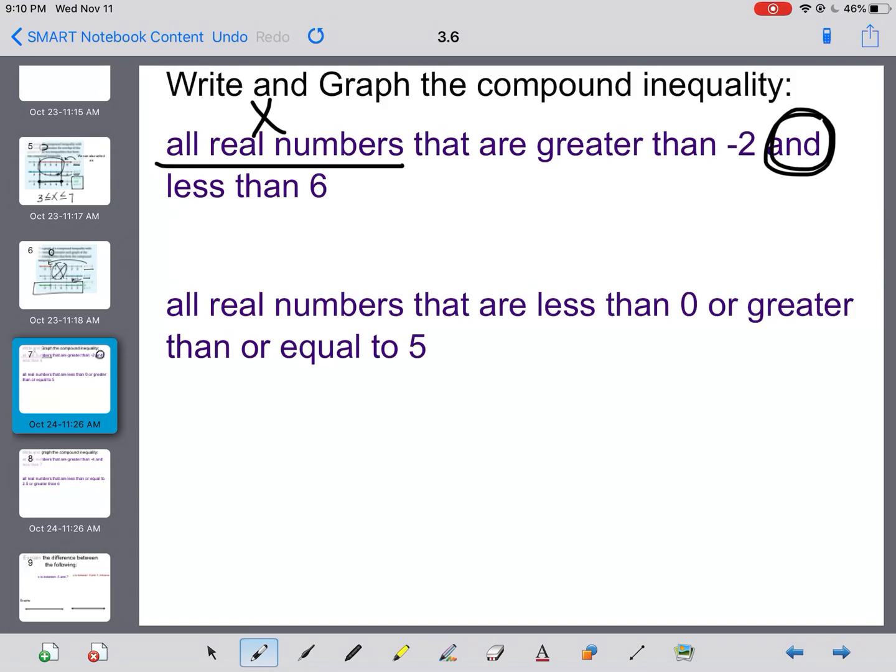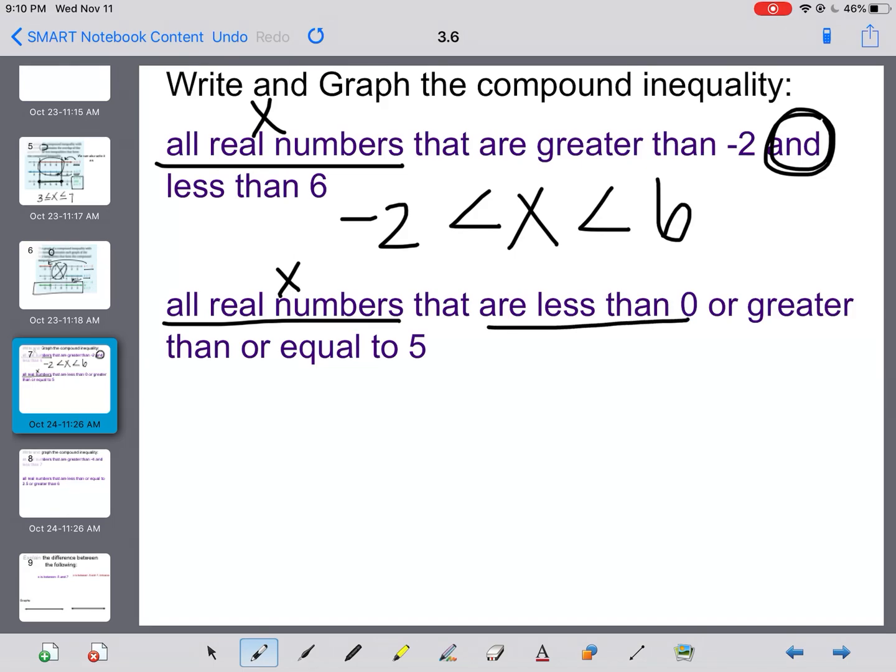And this all real numbers, that's just in place of whichever variable you're going to use. I'm going to use x. So my x's are greater than -2 and less than 6. Okay, because of the and, I should just need this one. Make that greater than -2, but less than 6.